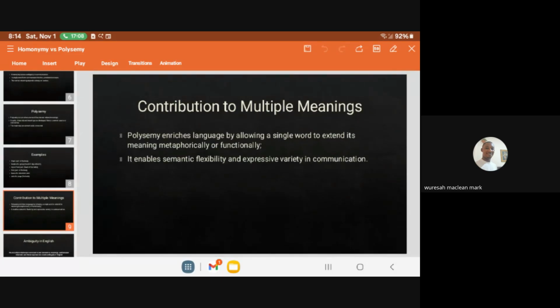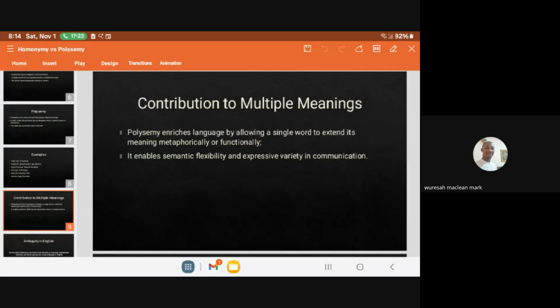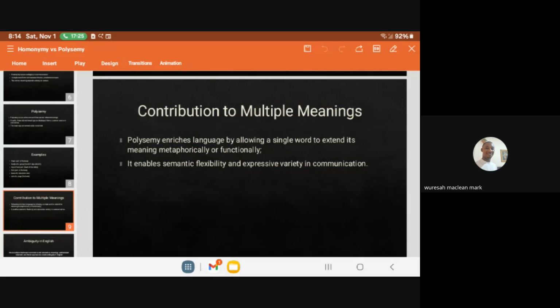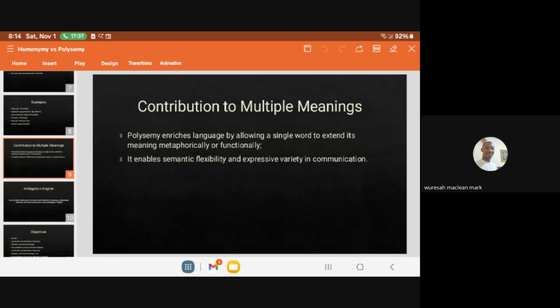And so from what has been discussed, we can clearly see that polysemy enables semantic flexibility. It allows for semantic flexibility, and also expressive variety in communication. So you can decide to use that same word to mean something else that relates to the meaning of the word within a different context. So that ends question A.